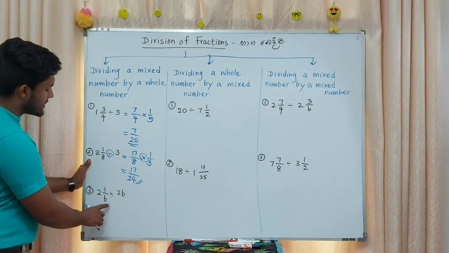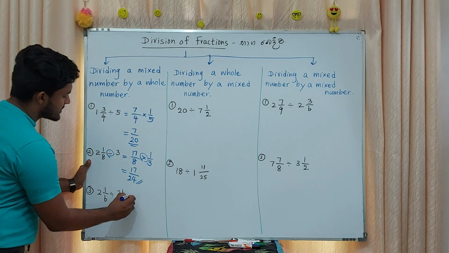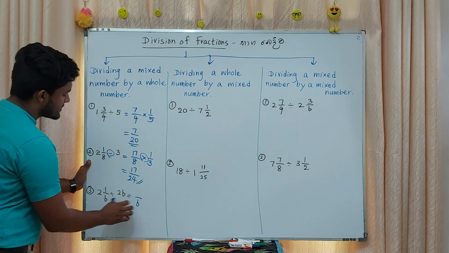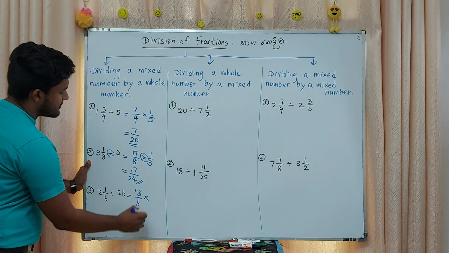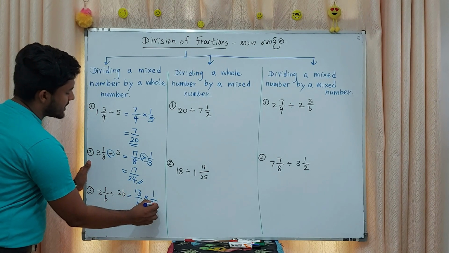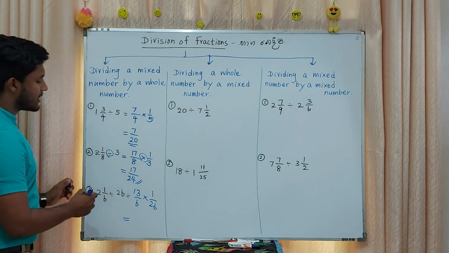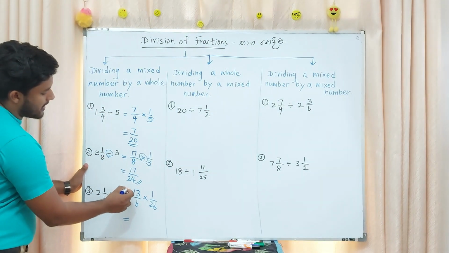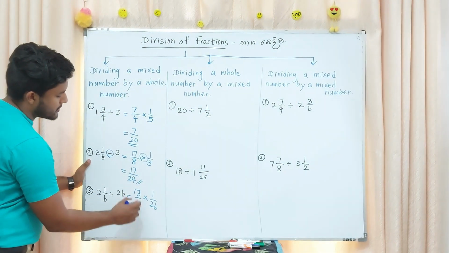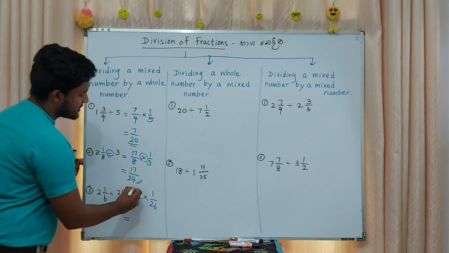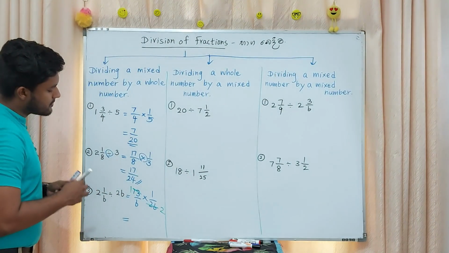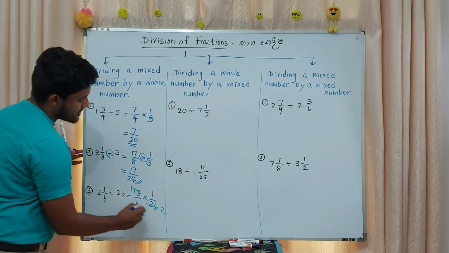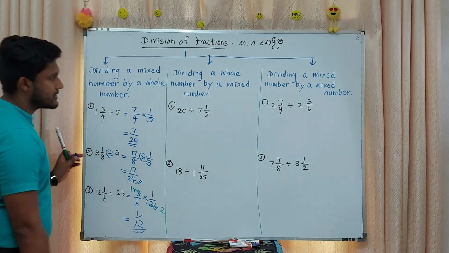2 1 over 6 divided by 26. That means 6, 6 into 2, 12 plus 1, 13 multiplied by 1 over 26. We can cut 13 into 1, 13 into 2. 1 into 1, 1. 6 into 2, 12. 1 over 12 is the answer.